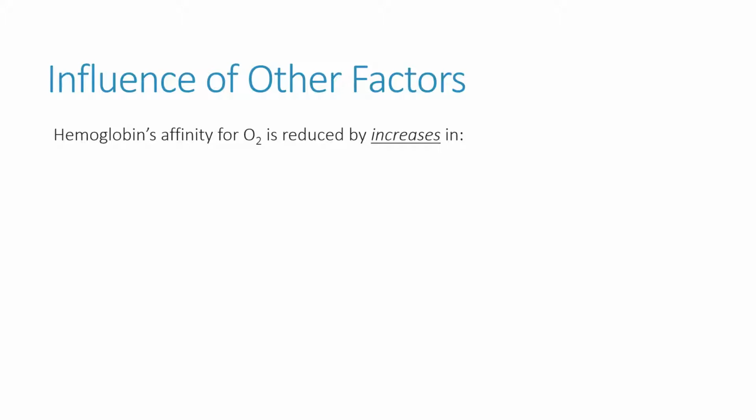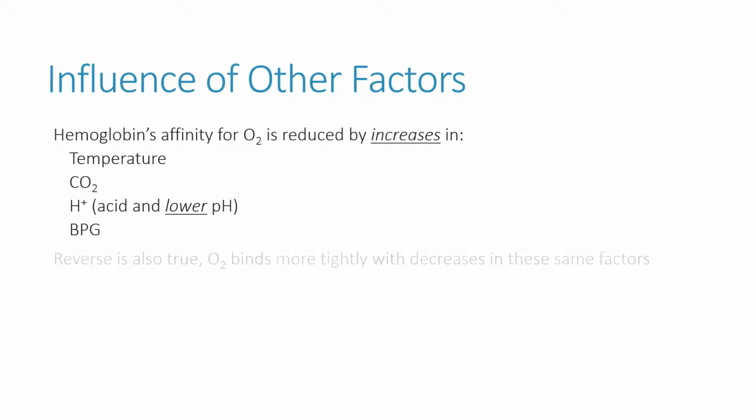Hemoglobin's affinity for oxygen is also reduced by an increase in several other factors, like temperature, carbon dioxide levels, and the concentration of a hydrogen ion. This is the ion that actually makes something acidic. Keep in mind that as we increase acidity, it actually causes the pH number to get lower. And an increase in BPG also reduces the affinity for hemoglobin to bind to oxygen.